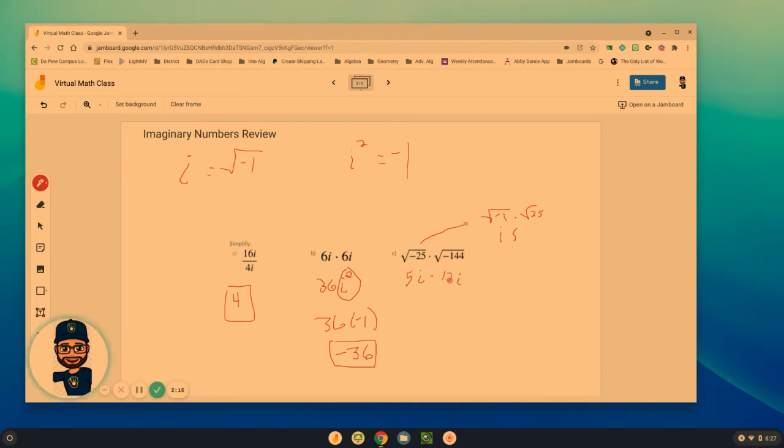And now this is just like a problem we did over here. 5 times 12 is 60. i times i is i squared, but we know i squared is -1. So 60 times -1 would give us -60. And that's really the purpose behind using the i values: to be able to simplify as best as we can.